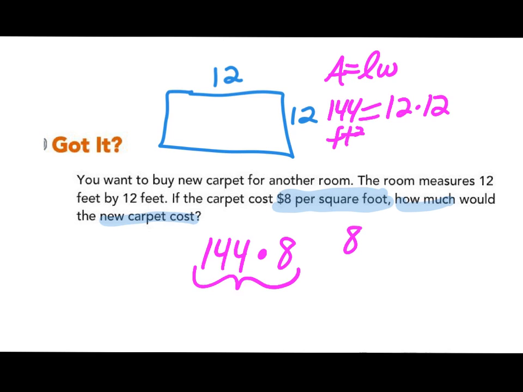8 times 100 is 800. 8 times 40, just the 4, is 320, and 8 times 4 is 32. And then go ahead and add, and you get $852.